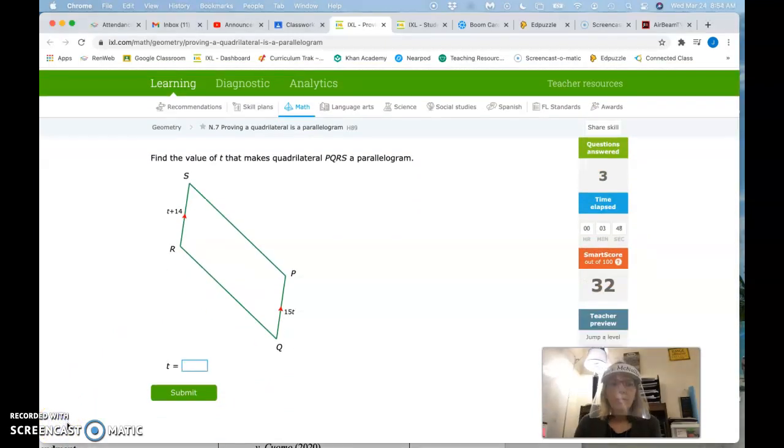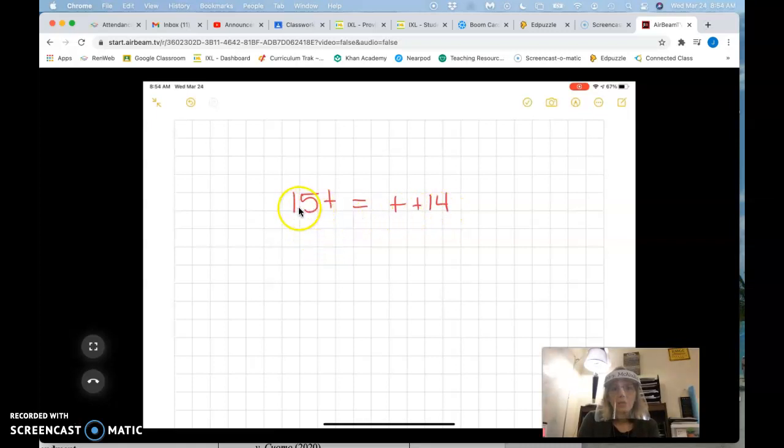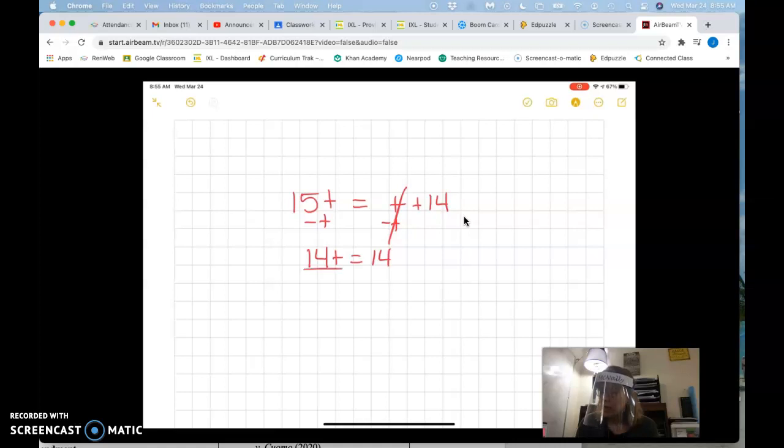What if you have just two numbers on the side? This one says find the value of t that makes quadrilateral PQRS a parallelogram. Well, we know from our properties that the opposite sides of parallelograms are what? Equal. So then I can make an equation just putting these two sides equal to each other and find out what t equals. So 15t equals t plus 14, and then I'm just going to solve. I'm going to subtract t and get this t over here. And then I'm going to divide.